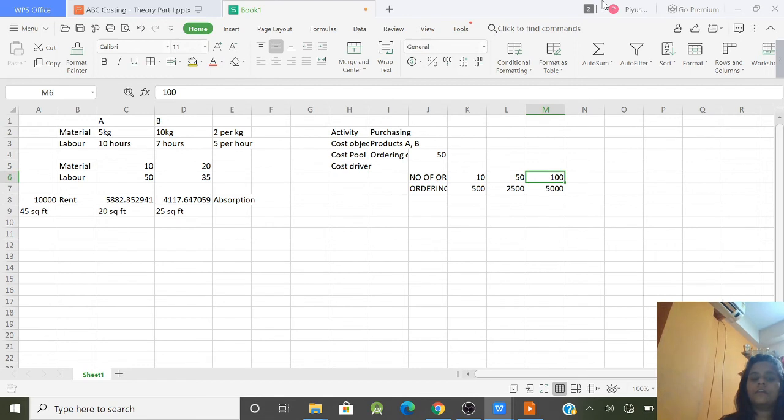So we see that as the number of orders increases, the ordering cost also increases. So in this case, the cost driver will be the number of orders placed, because it is this factor which is causing a change in the cost pool, which is the total ordering cost over here.